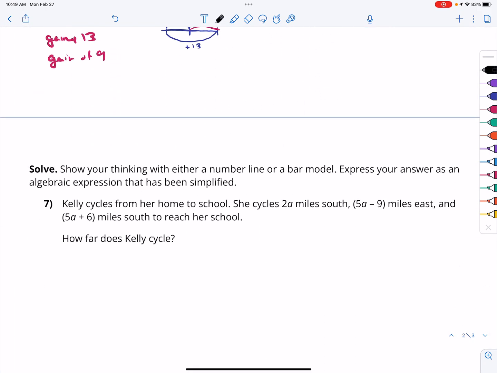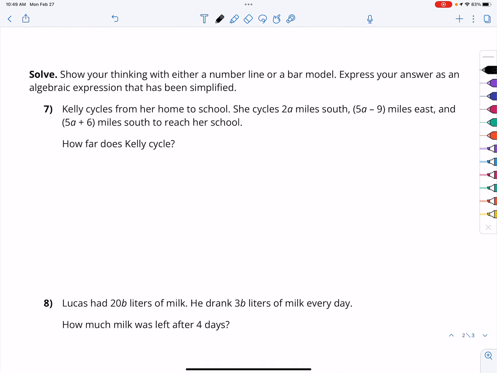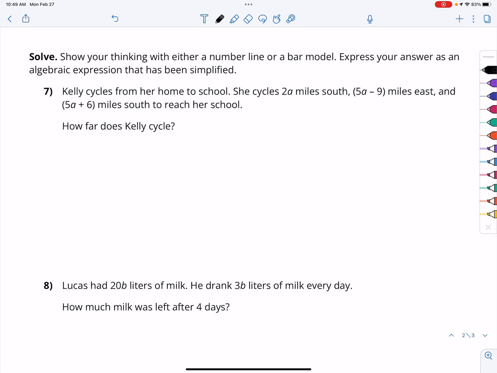All right. Word problems. Show your thinking with either a number line or a bar model. Express it as an algebraic expression that has been simplified. So Kelly cycles from her home to school. So on our number line, here's home, here's school. First, she cycles 2 miles. She's heading south. I don't know if the direction matters, but we'll add that there.